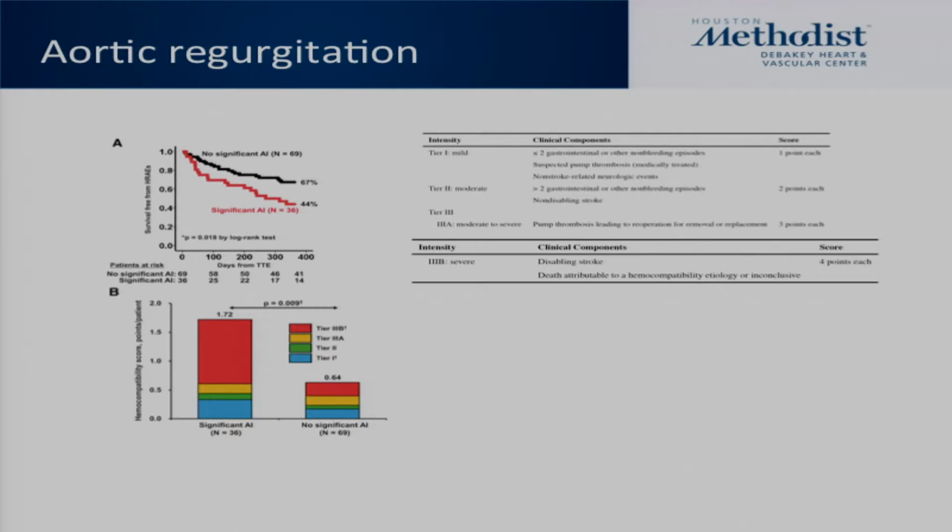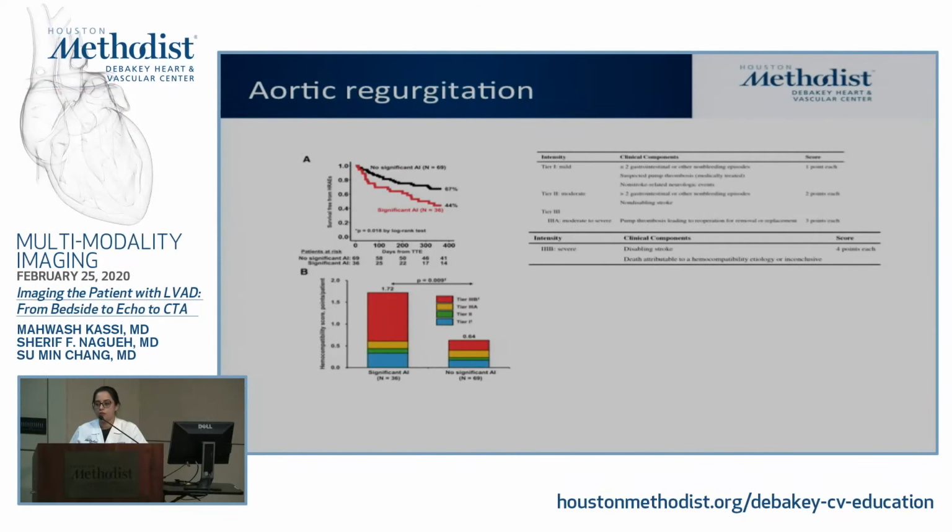So if you categorize them into those categories, patients who had aortic regurgitation also were found to have more of these tier 3 and tier 3B complications, meaning disabling strokes, which is still one of the biggest complications that we're dealing with in patients with LVAD.